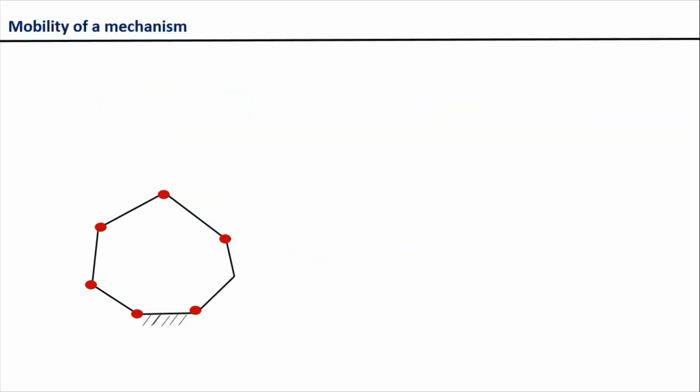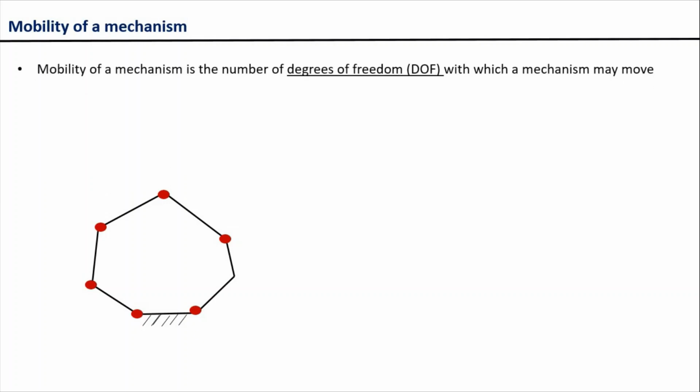So let us first understand what is meant by mobility of a mechanism. Mobility of a mechanism is the number of degrees of freedom with which a mechanism may move. Now here in this definition, you see an important terminology, which is called degrees of freedom. Let us understand what is meant by degree of freedom of a mechanism.